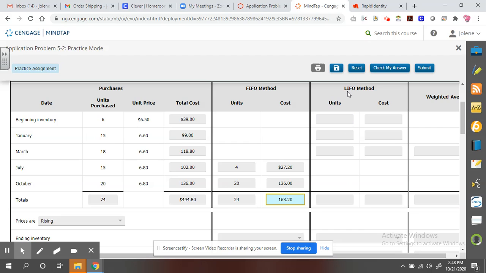All right, so LIFO, last in, first out. Again, the system's telling you that you sold what came in October and July, and what you have left over is the earlier stuff. So we have 6 here. And remember, we've got to get up to 24. This has to be 24. 6, and then the next one is 15. Well, 6 and 15 are 21, so we need 3 more from this shipment. And those were $6.60 each.